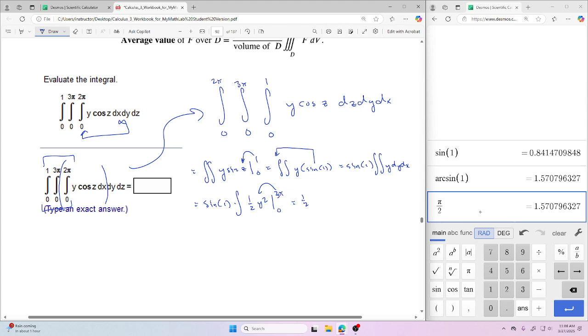Oh, it's a 3 pi. I'm sorry, you're right, 3 pi. I'm messing you up on purpose, and I'm sorry. But I'm not sorry, I'm doing it on purpose. So yeah, that's a 3 pi.